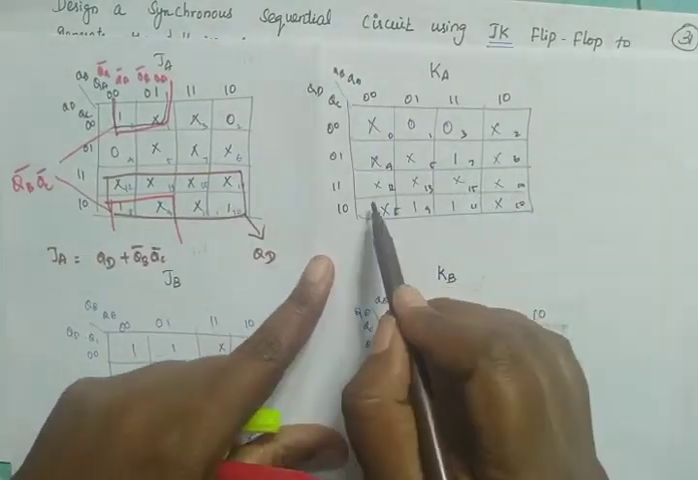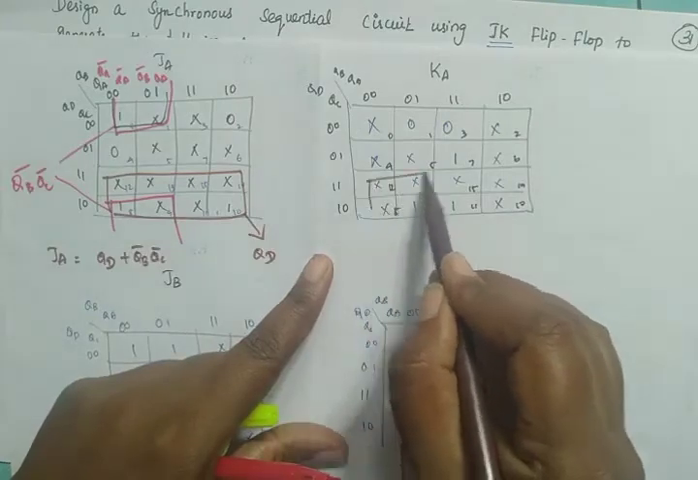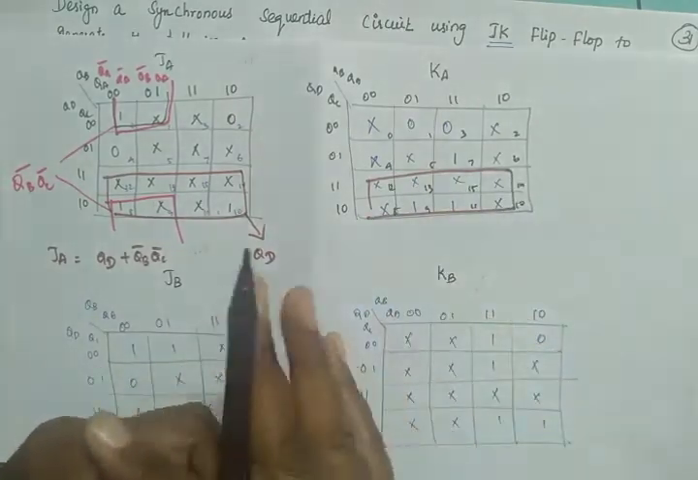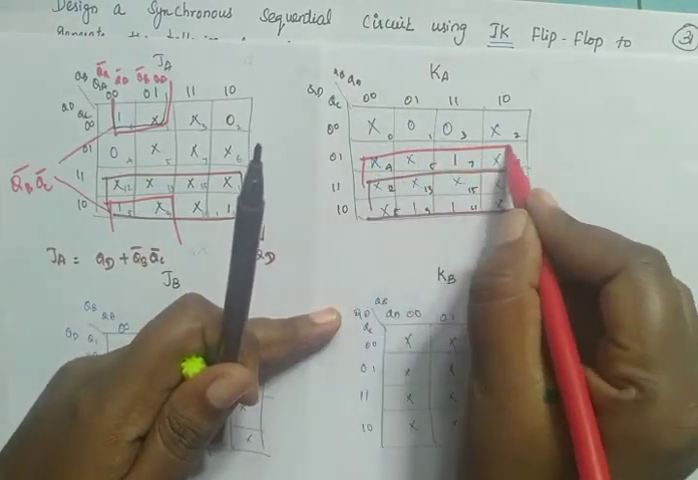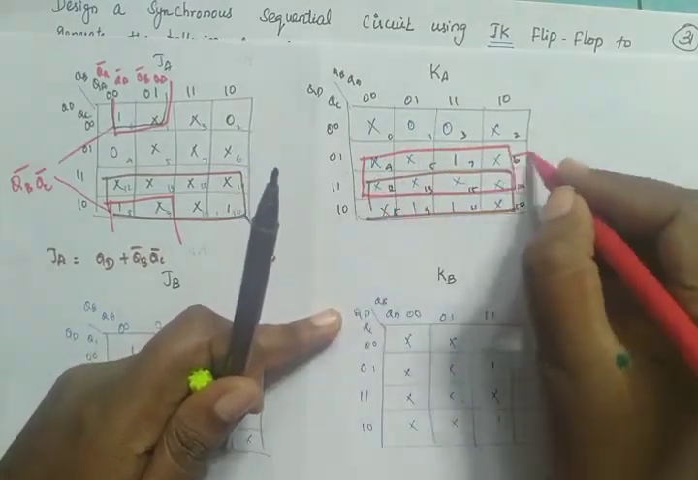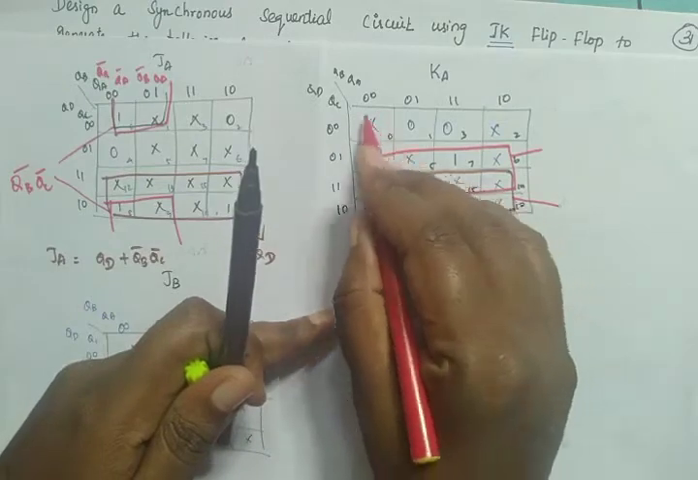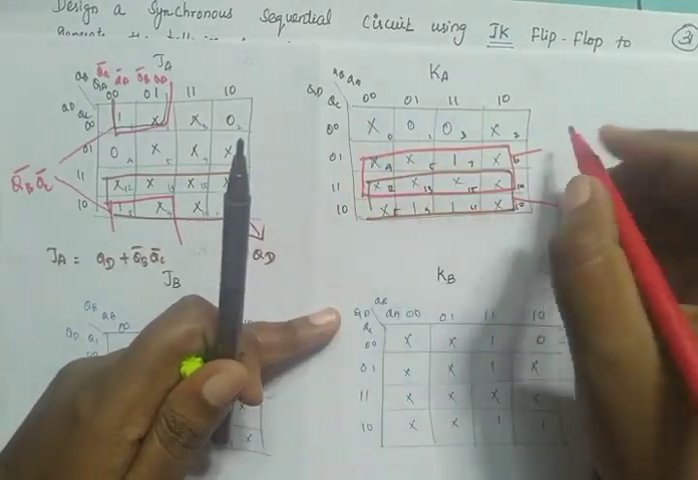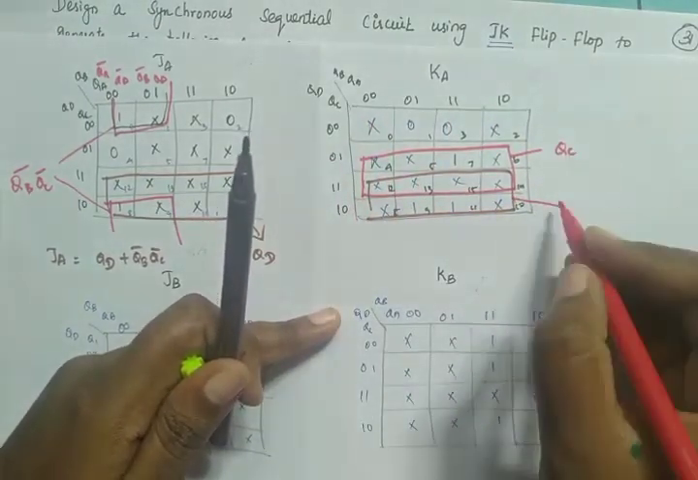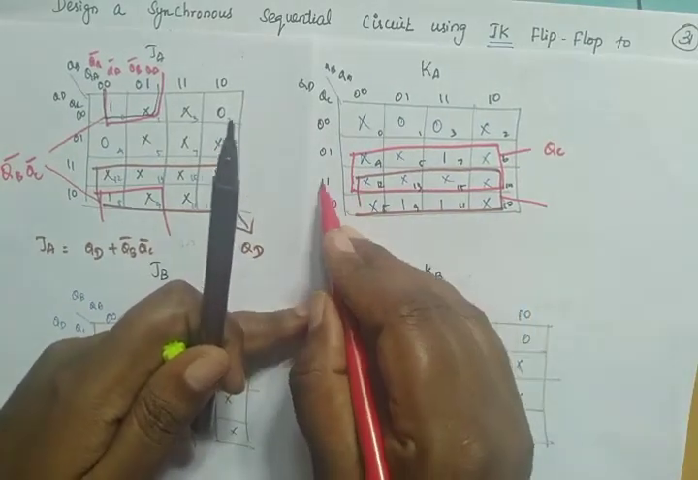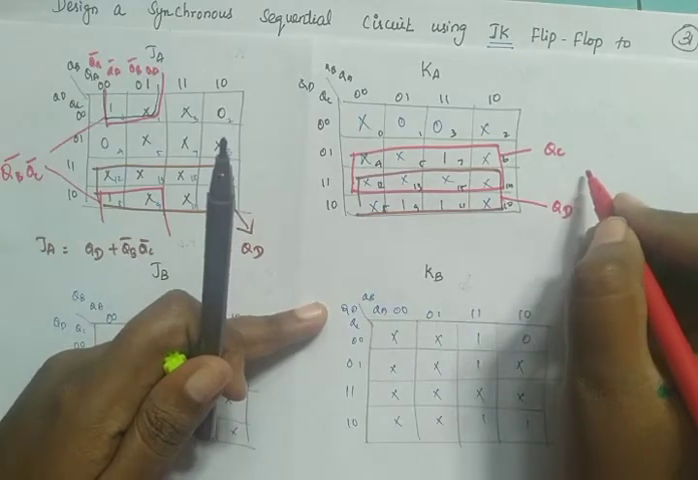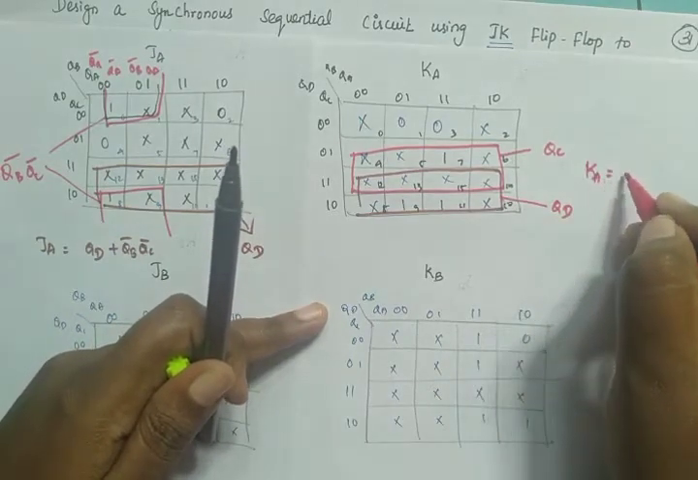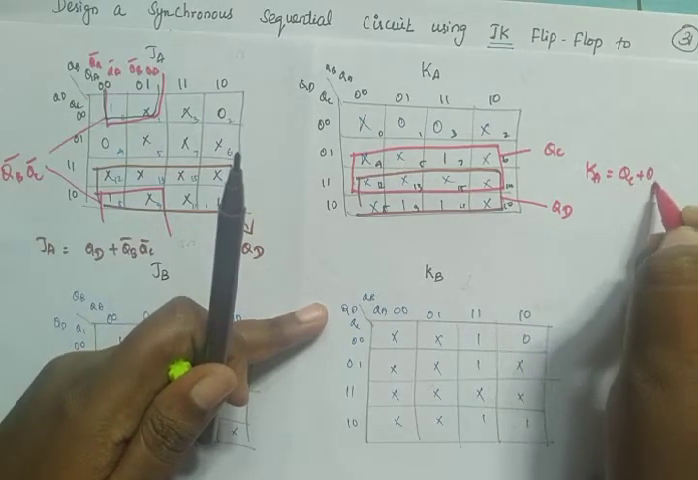Now check here. Here we have 1 1. So combine this pair, and here we have 1 1. So combine this as a group. Now what is the answer for this group and this group? Here everything gets cancelled. So here we have only QC, and here we have only QD. Therefore KA is equal to QC plus QD.